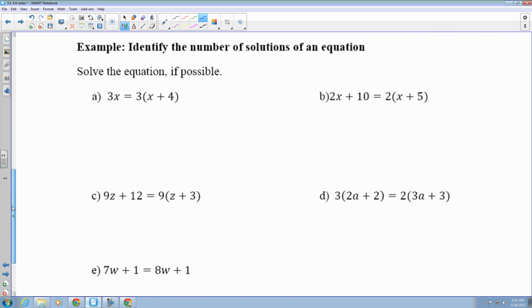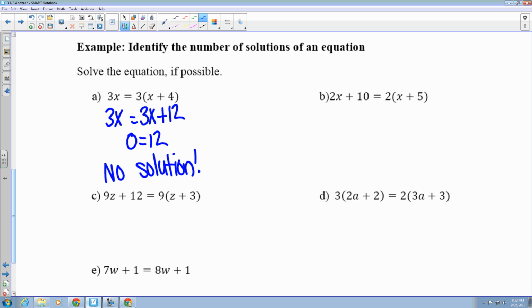Okay, so the last thing we're going to do in this section is identify the number of solutions of an equation. So that means that there could be times where you have either a no solution situation, you have infinite solutions, or you have just normally one solution like we have in a regular problem. So we're going to go through it and I'm going to show you the difference. The first one, we're going to distribute that 3x into both sides. So 3x equals 3x plus 12. We want to get our x's on the same side, so we subtract one of the 3x's. So we get 0 equals 12. Now, obviously, since that doesn't make sense, we know that this is a no solution situation. If we have 0 equals anything else but 0, that's no solution.